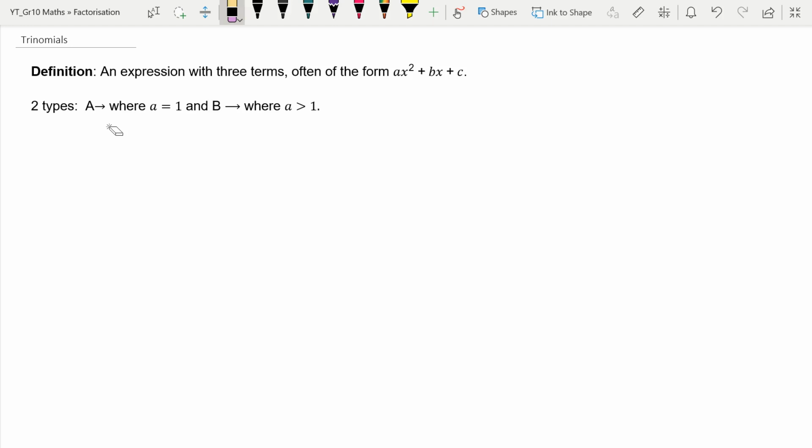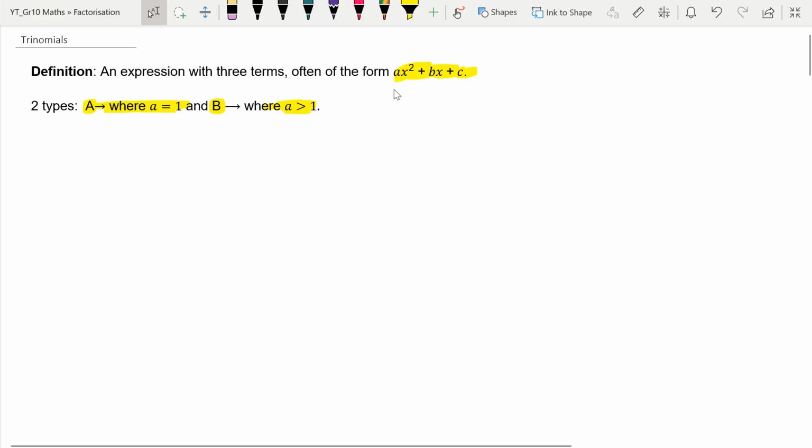We are still busy with factorization, and in this video we are going to practice factorizing trinomials. We've got two types of trinomials, and in this video we are going to focus on type A. This is where a is equal to 1, and I'm going to show you what I mean by that in a moment. And then for type B in the next video, we are going to look at where a is bigger than 1. Let's copy over this form over here.